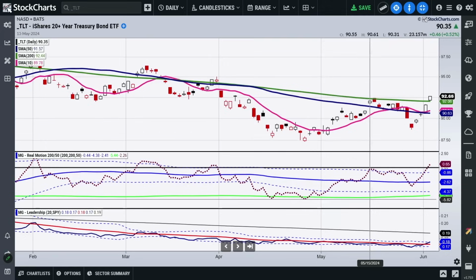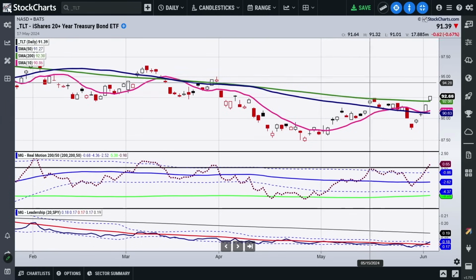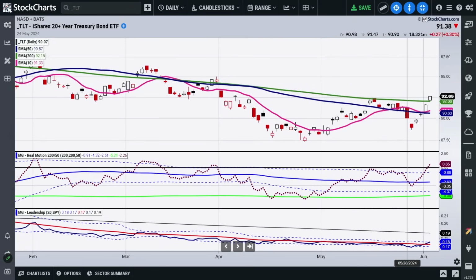Well, first of all, let's start with the momentum indicator. Look at how this not only broke out, we had a mean reversion here just as it was hitting the 200-day moving average, and then it sold off. But we also never really saw the momentum decrease the way we saw the price once it broke the 50.